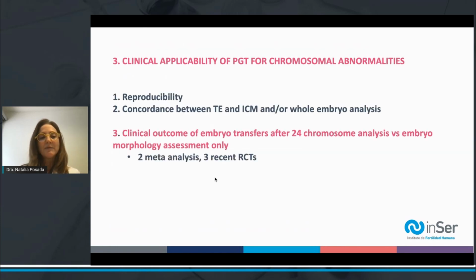And what are the results after the transfer of embryos that have been analyzed through PGTA? I would like to discuss with you today two meta-analyses and three recent RCTs that evaluated the impact of PGTA in advanced maternal age women and also in good prognosis patients.